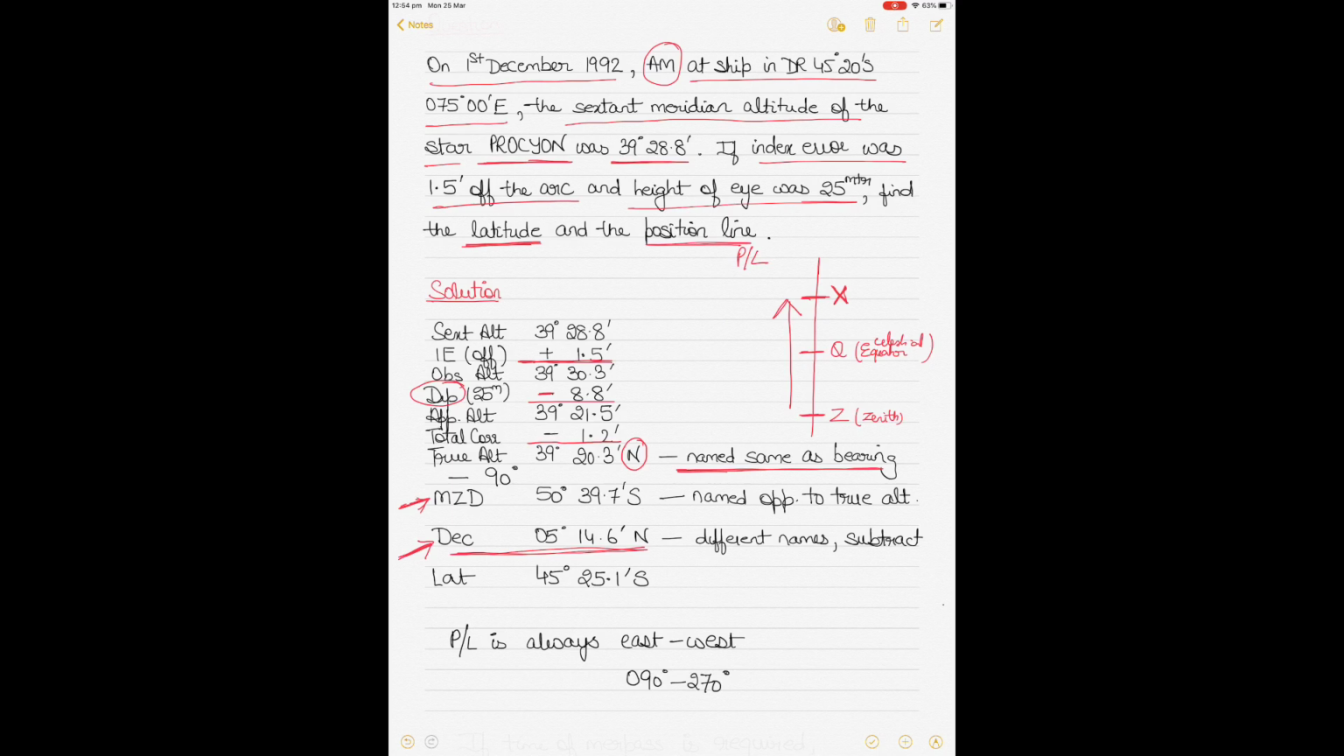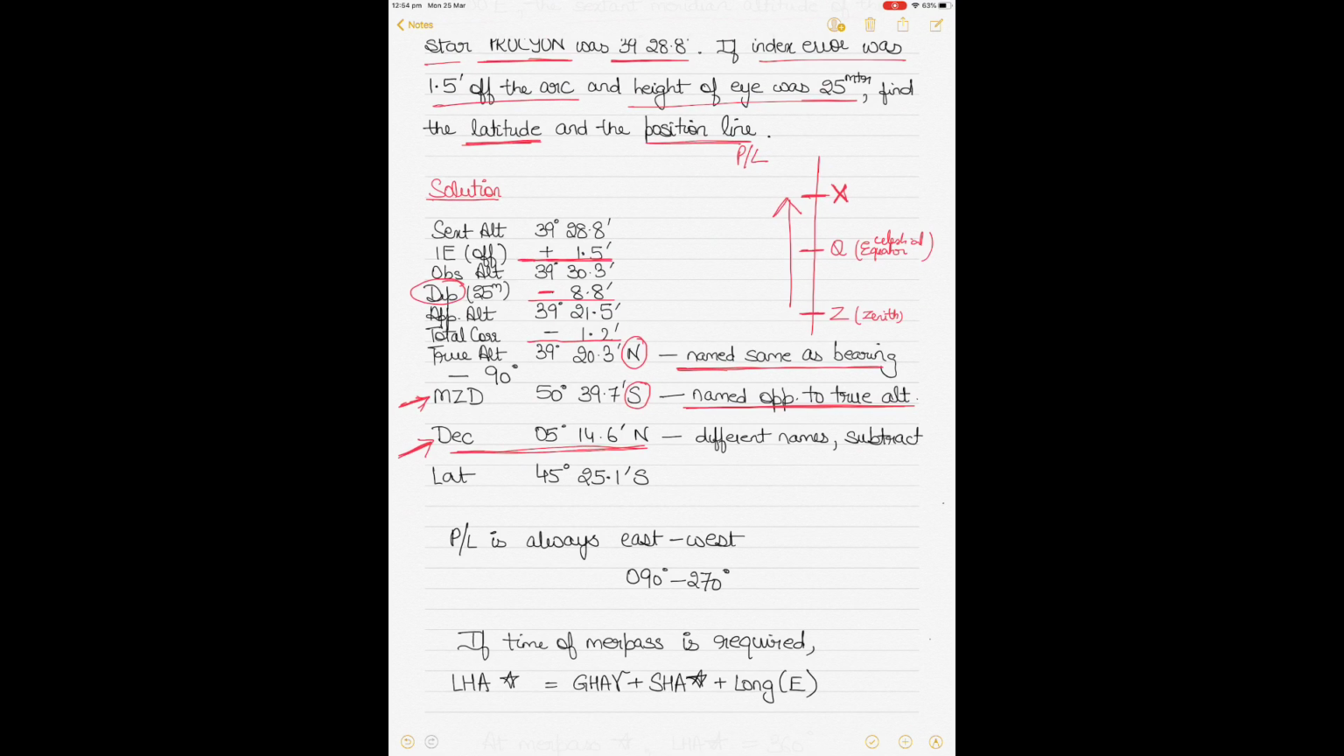Once I get the value of 50 degrees 39.7, I have named it south, because this is always named opposite to true altitude. So because I have named my true altitude north, I will name it opposite to the true altitude, which is south. Then I write down the declination that I got from my nautical almanac, which is 5 degrees 14.6 minutes north.